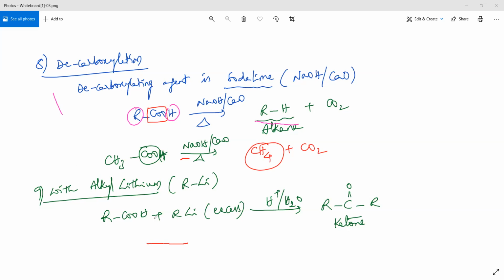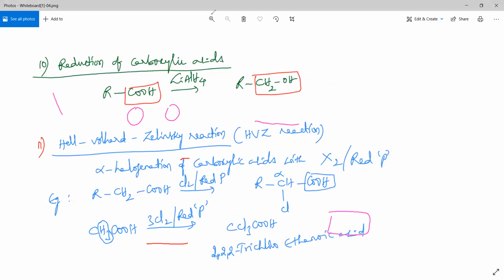Next, alkyl lithium. When carboxylic acid is treated with alkyl lithium, you are getting the ketones. Then reduction, opposite to alcohols. Alcohols on oxidation give carboxylic acids; similarly, carboxylic acids on reduction give you alcohols. Next is very important, HVZ, Hell-Volhard-Zelinsky: alpha halogenation in presence of halogens and red phosphorus.